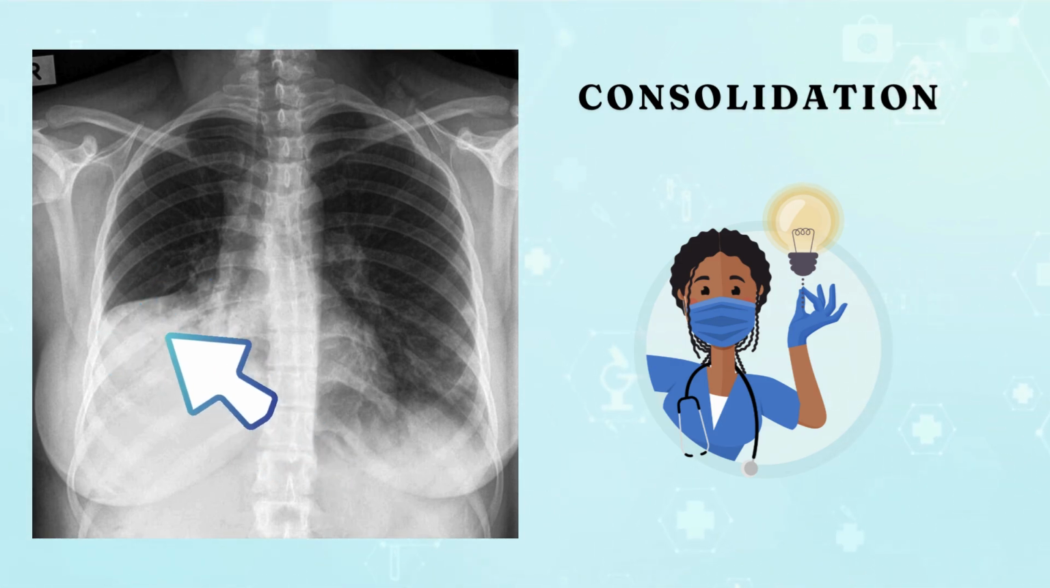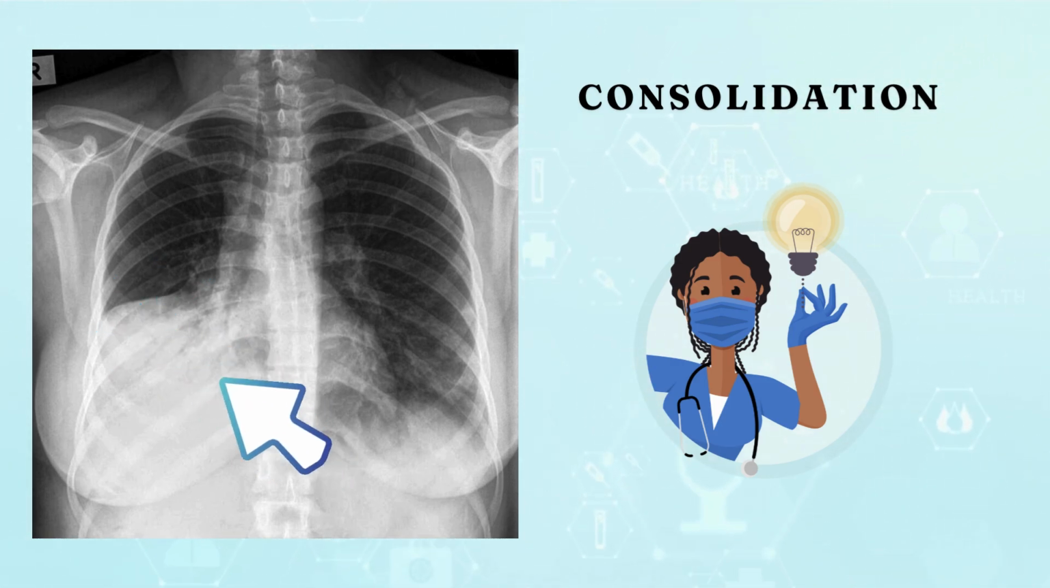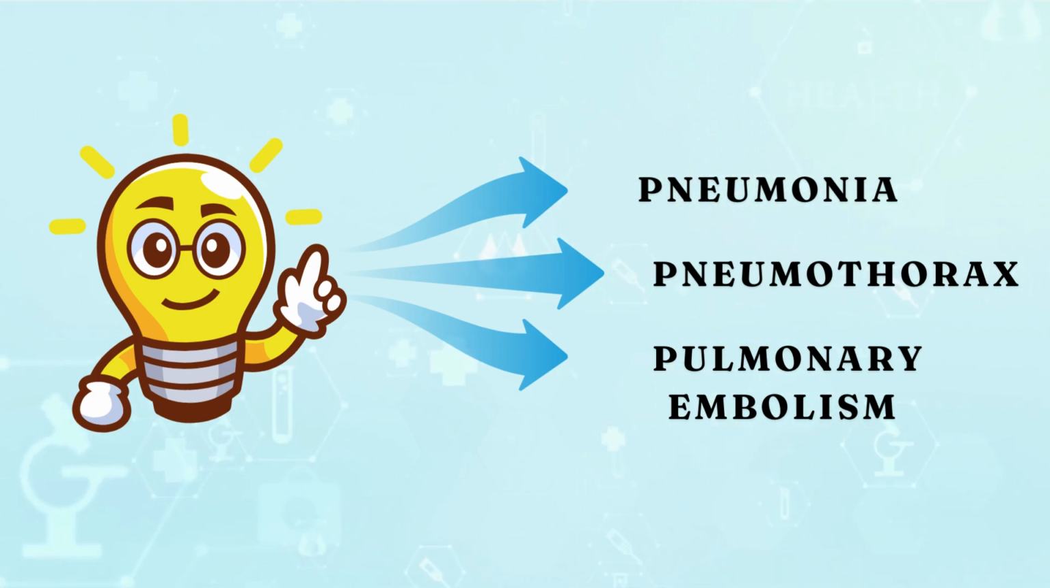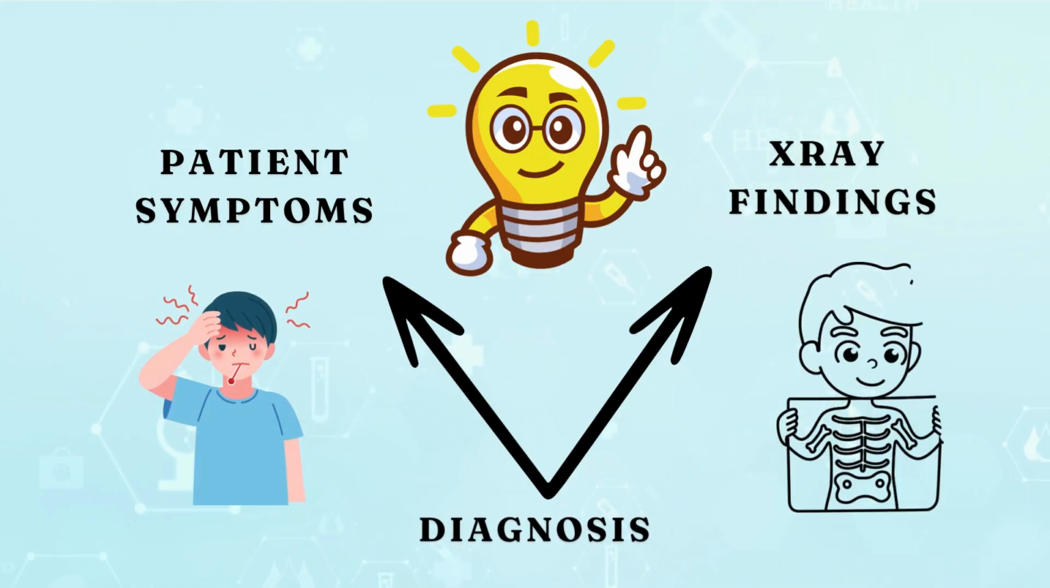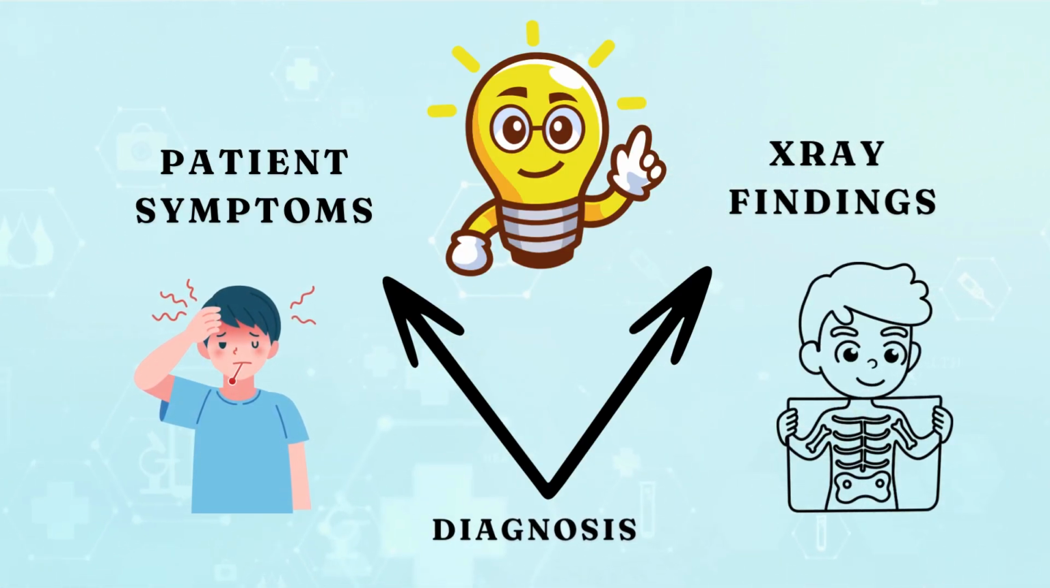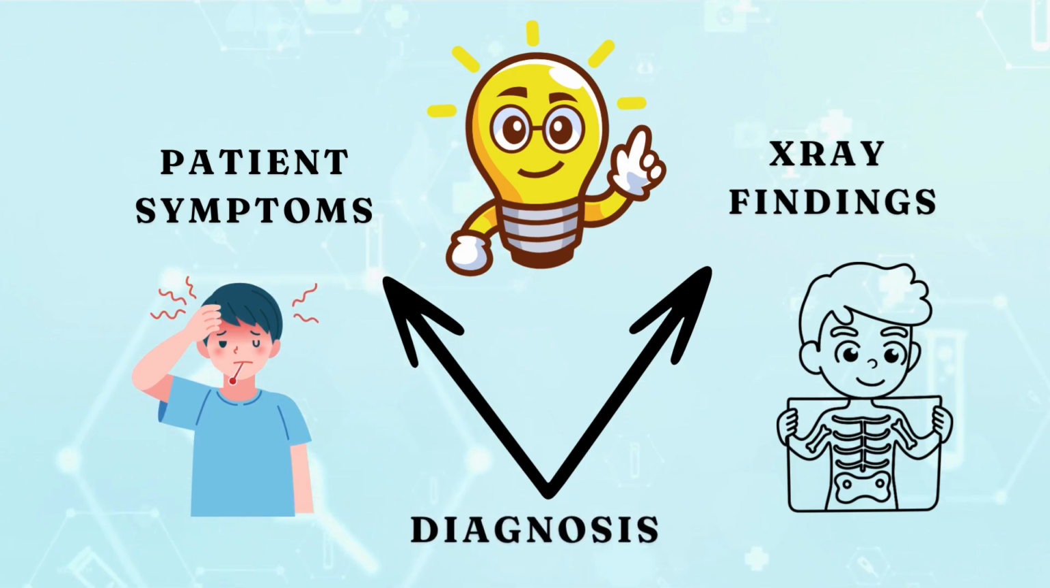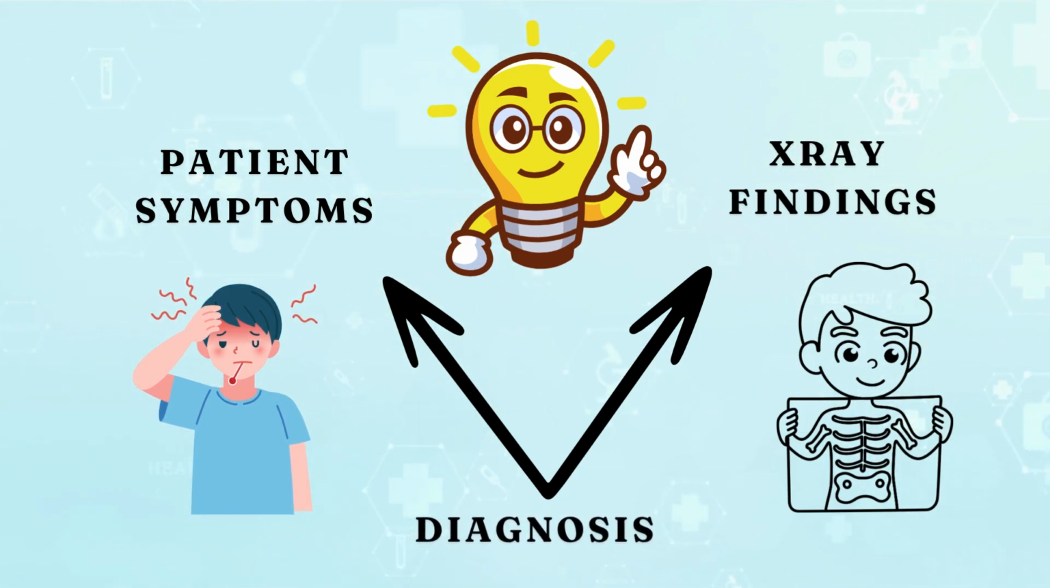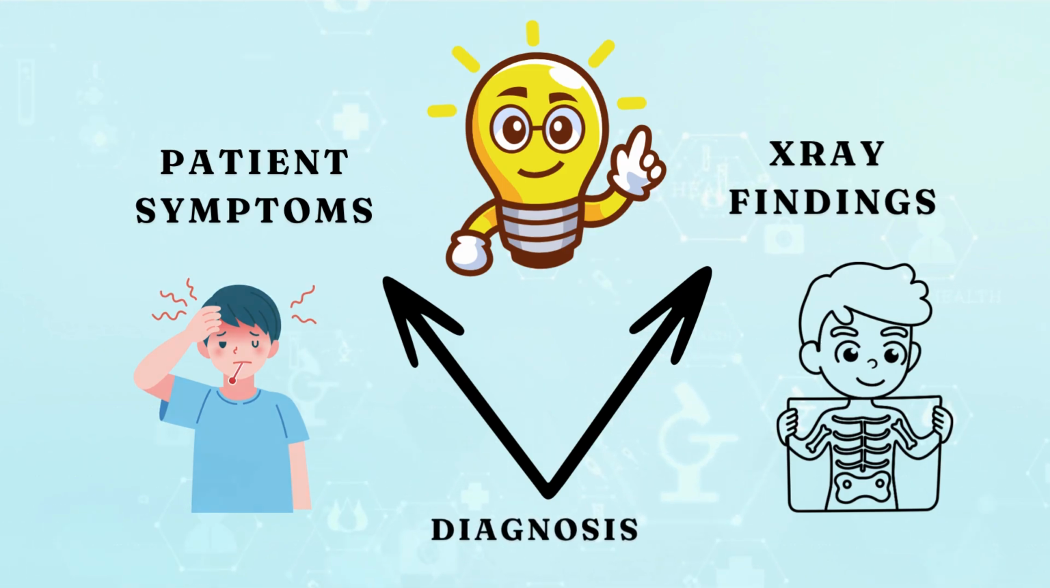However, if a patient has chest pain and shortness of breath, you might consider a pneumothorax or pulmonary embolism. Without clinical context, you're just looking at an image. Always integrate the x-ray findings with what the patient is experiencing to make a more accurate diagnosis.